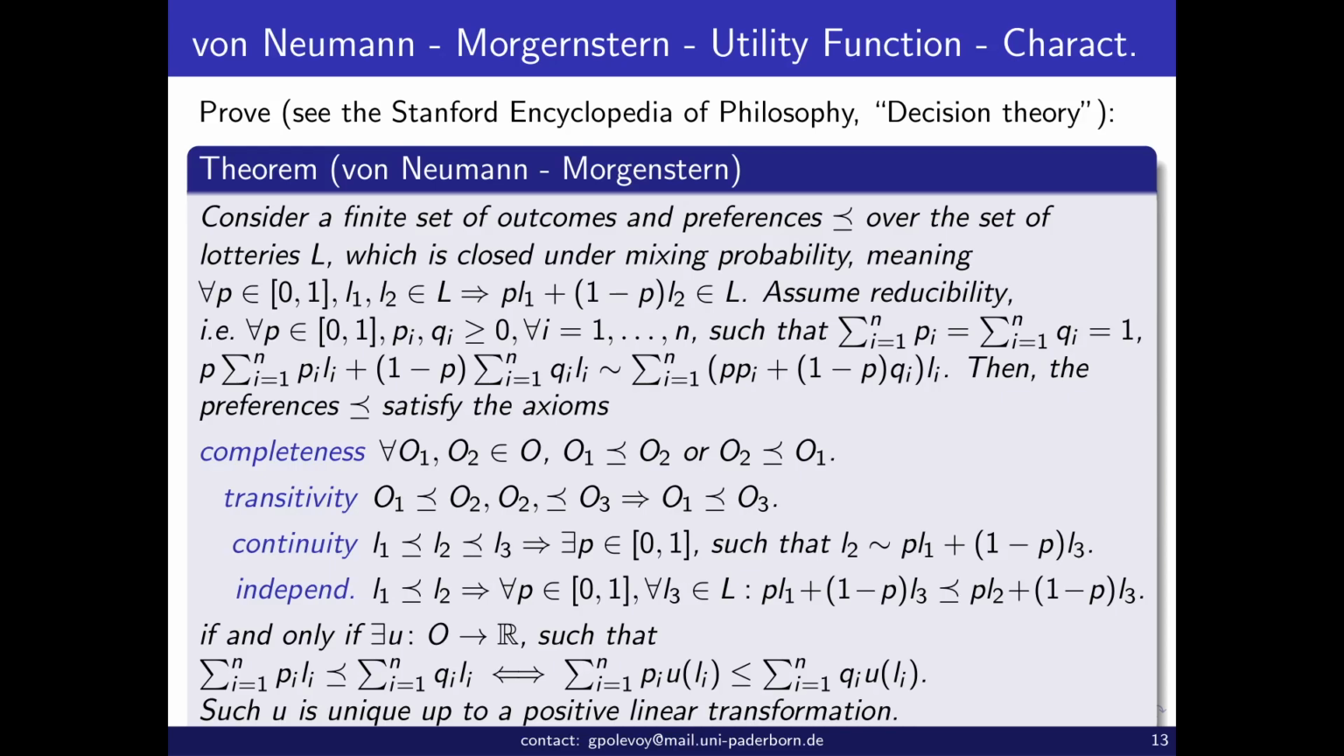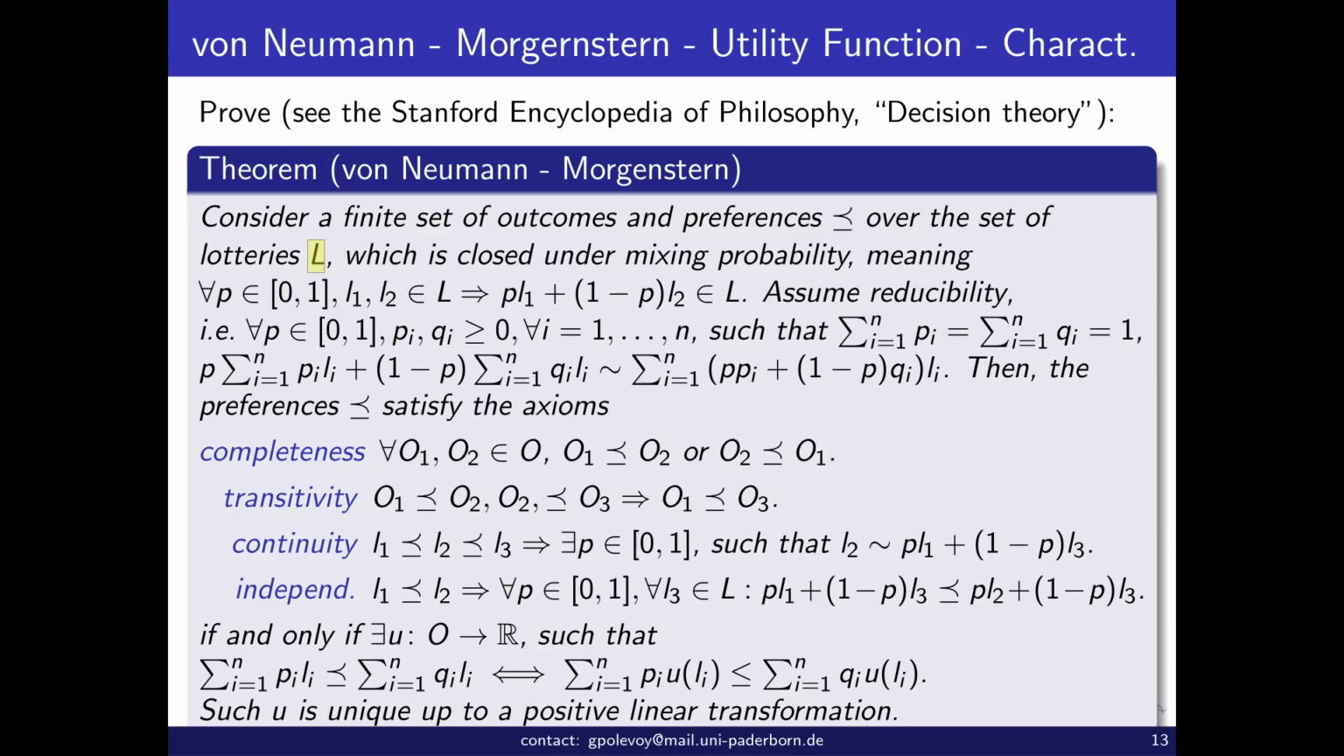So consider a finite set of outcomes. We're going to assume, by the way, that for any set of outcomes, even infinite, it has this, unless said otherwise. But the theorem, in this simple version, is a finite set of outcomes and preferences over the set of lotteries L. So the preferences are over the set of lotteries, which are distributions of outcomes. So you are told what the players prefer from different distributions of outcomes.